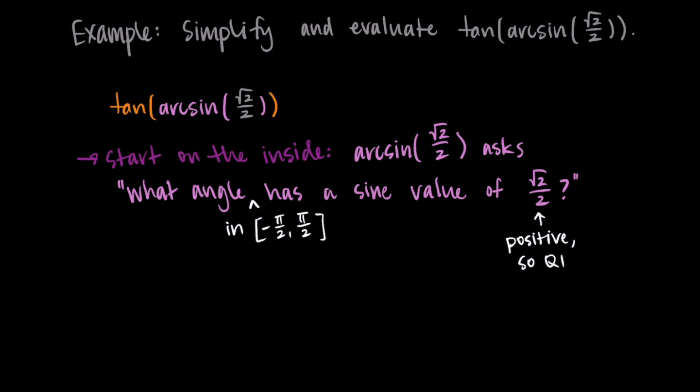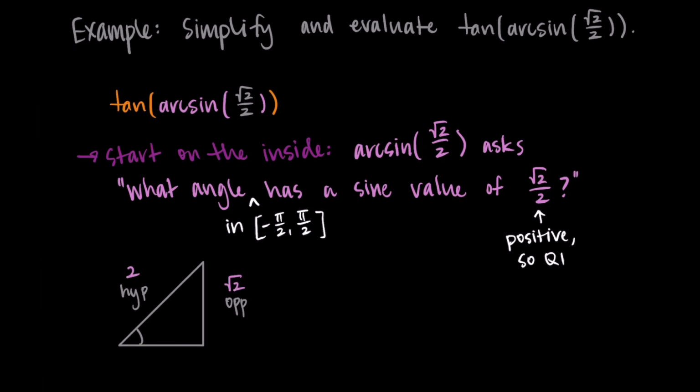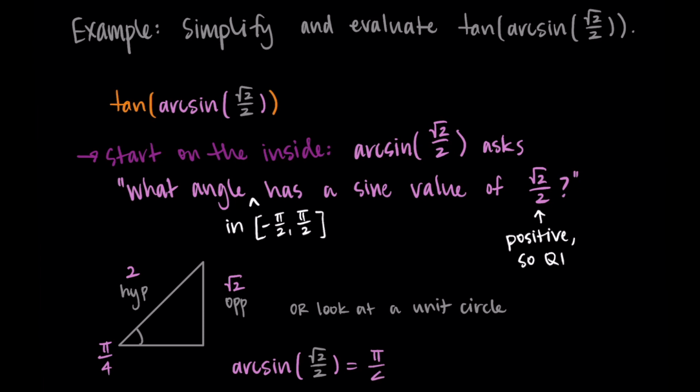Then I'm going to use a reference triangle, but you could also look at a unit circle. Sine is opposite over hypotenuse, so my sides on my triangle will be labeled square root of 2 and 2, and I know that this corresponds to the reference triangle for 45 degrees, or pi over 4. You can also look at a unit circle, and you should see that pi over 4 has a sine, or a y value, of square root of 2 over 2. So I've solved this first part. I can now say that arcsine of square root of 2 over 2 is equal to pi over 4.